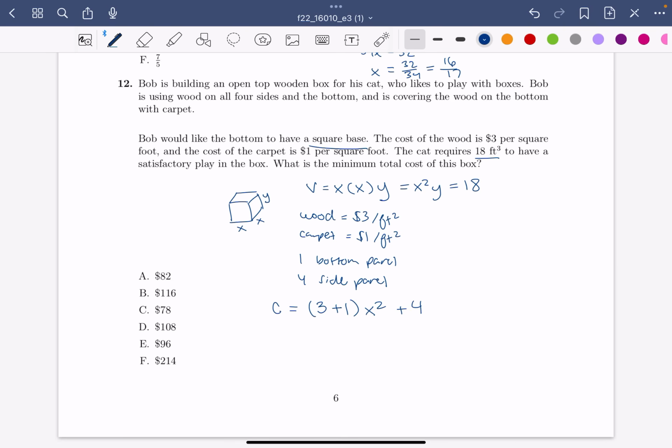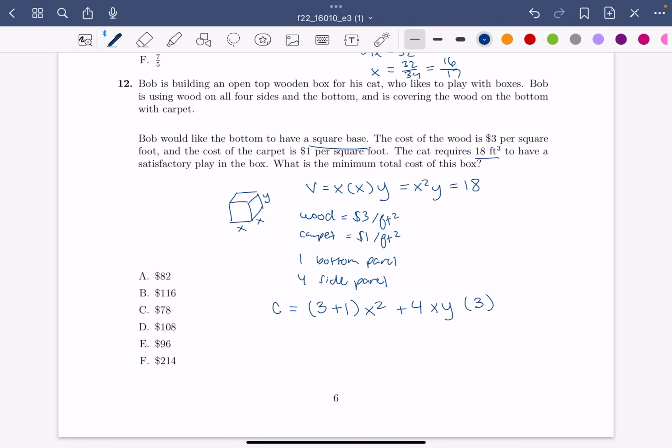There are 4 side panels, each with area x times y, as you can see in our diagram, and they all have a cost of $3 per foot squared. So again, we can check the units on this one. With these word problems, I really like to check the units. 4xy, so that's 4 panels times the area. That will have a unit of feet squared, times 3, which has a unit of dollars per foot squared. Foot squared times dollar per foot squared is dollar, and dollar is the unit we want for cost, so that's good.